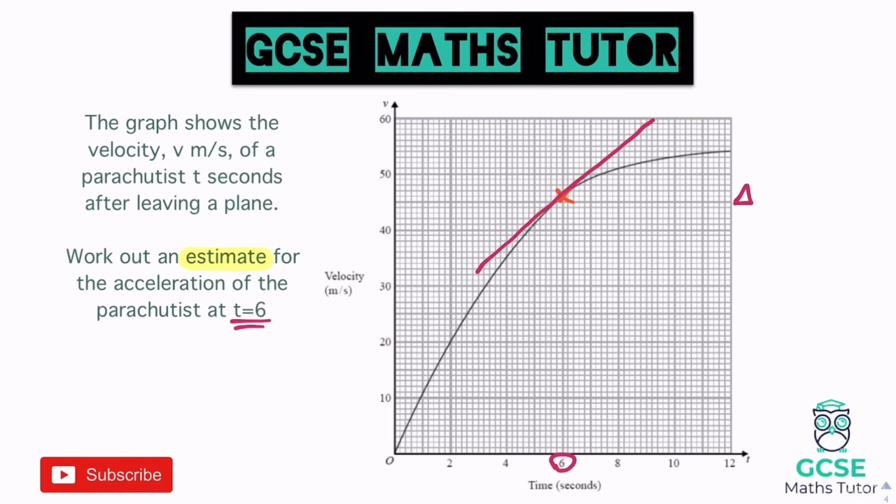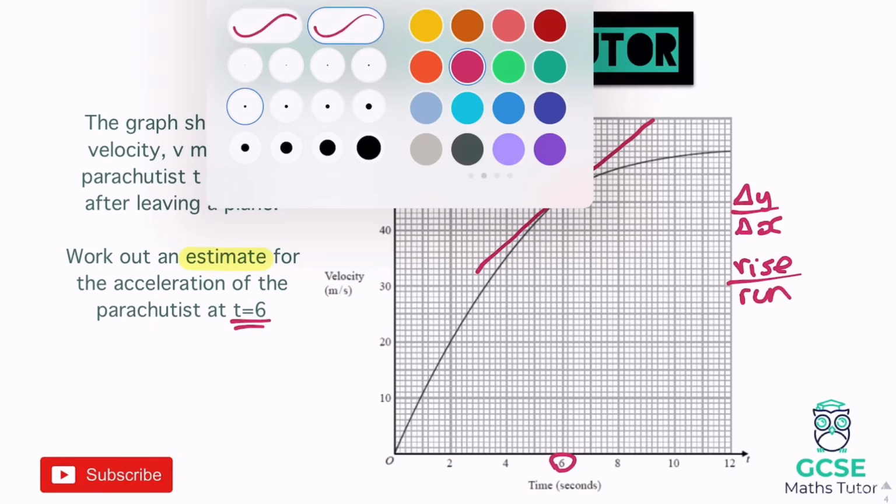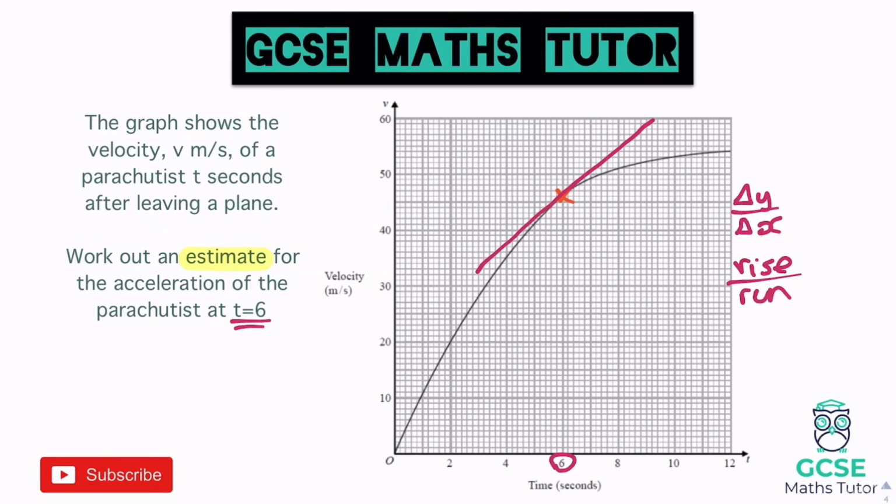So we're going to have a look at the change in y over the change in x, or you might use the terminology rise over run. I quite like just saying rise over run. It's a little bit quicker to say. So you might know either one of those, but change in y over change in x means we're going to have to draw a little right-angled triangle in here.